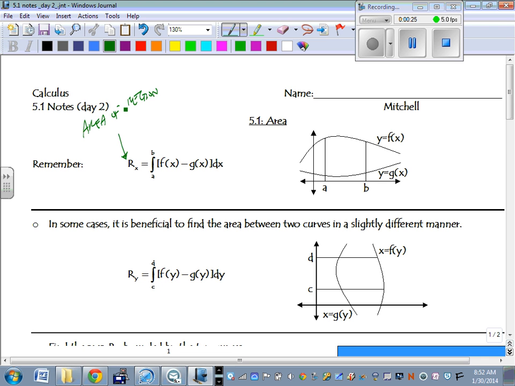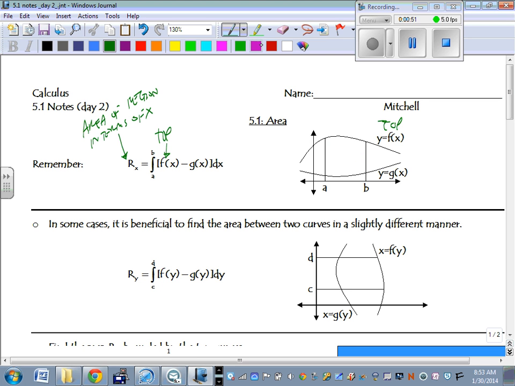Alright, so the area of the region in terms of x. And this is the formula we used. Definite integral from a to b of f of x minus g of x dx. Remember, f of x, that's our top function. That function has to be above g of x the whole interval. So this is our top function.